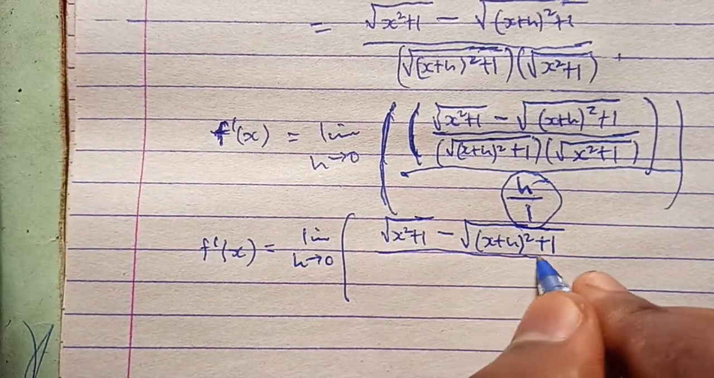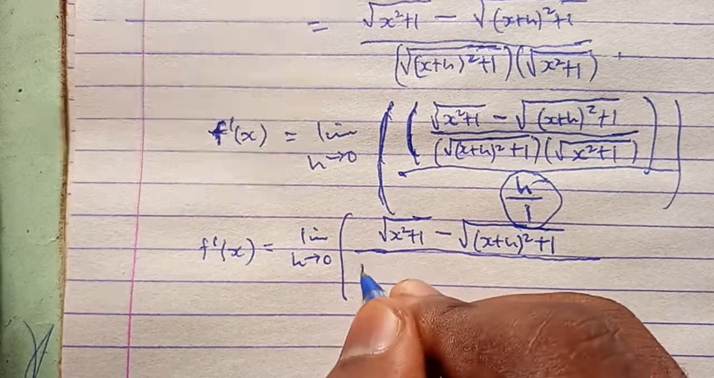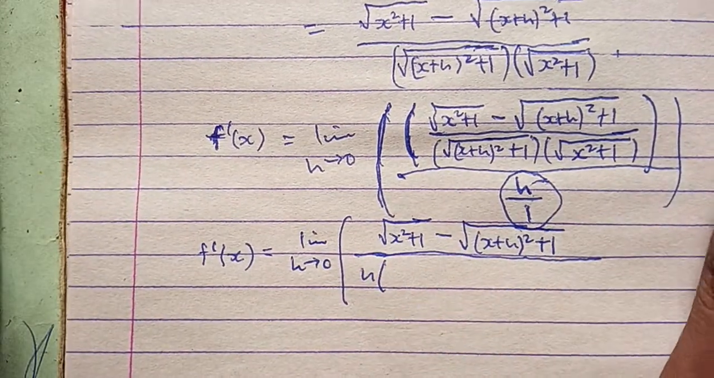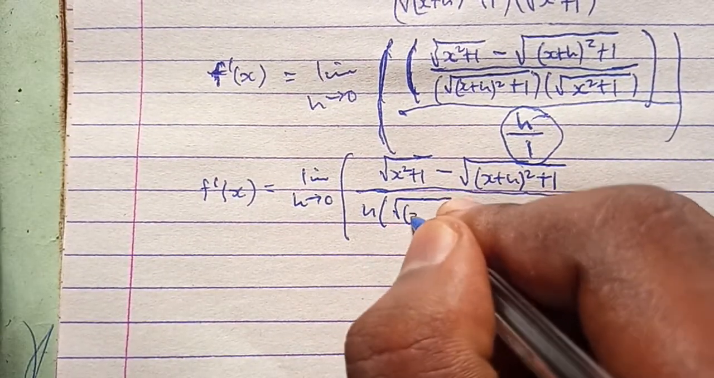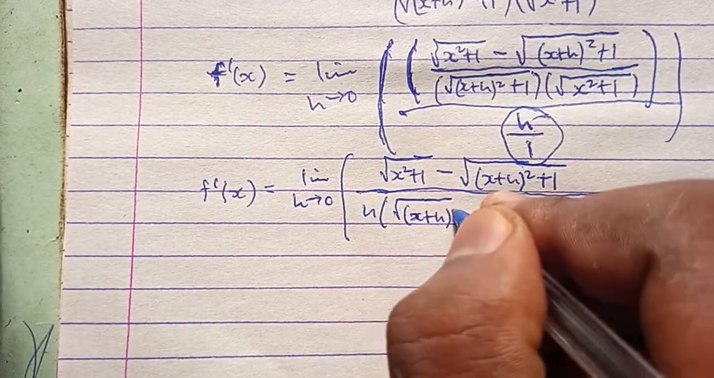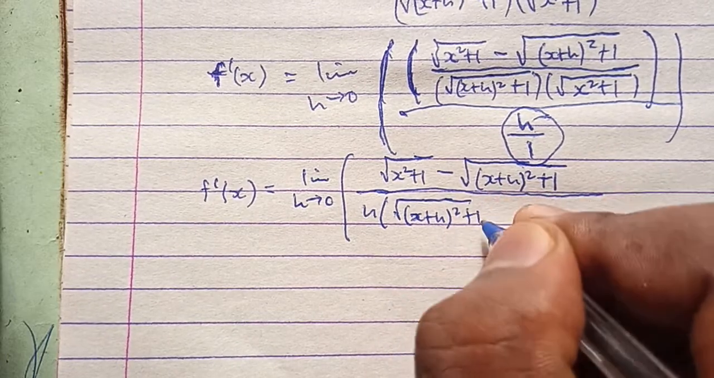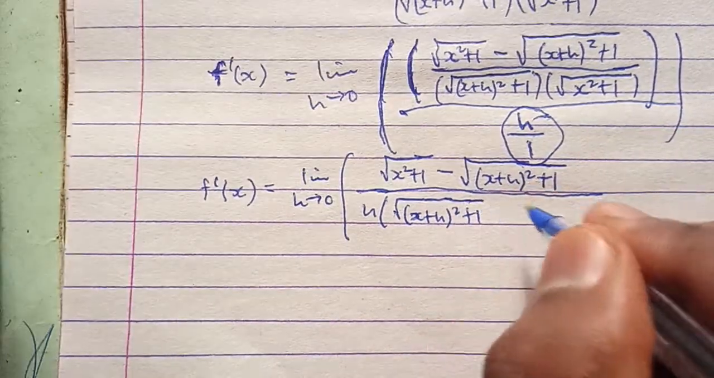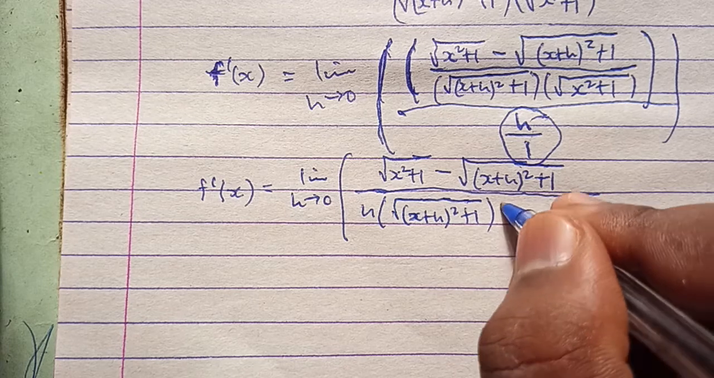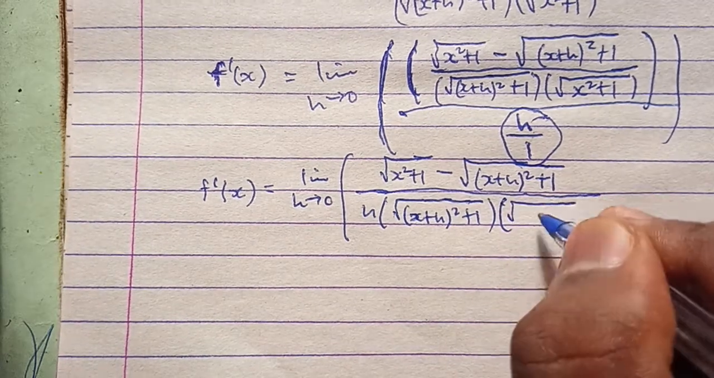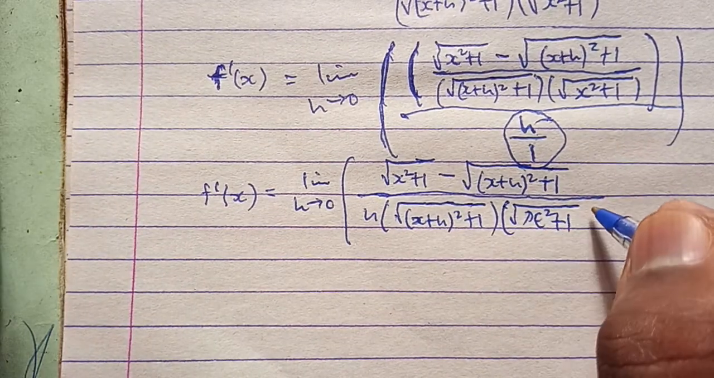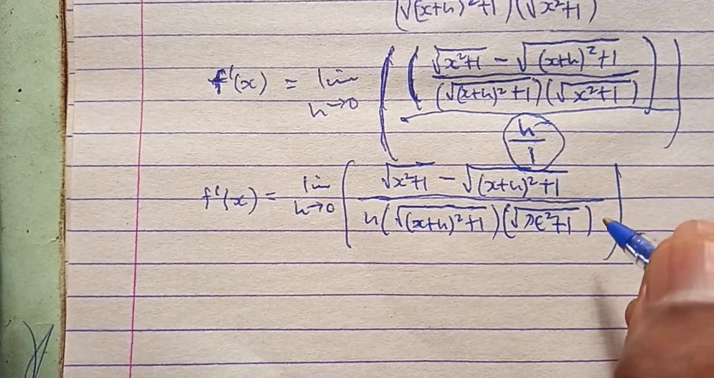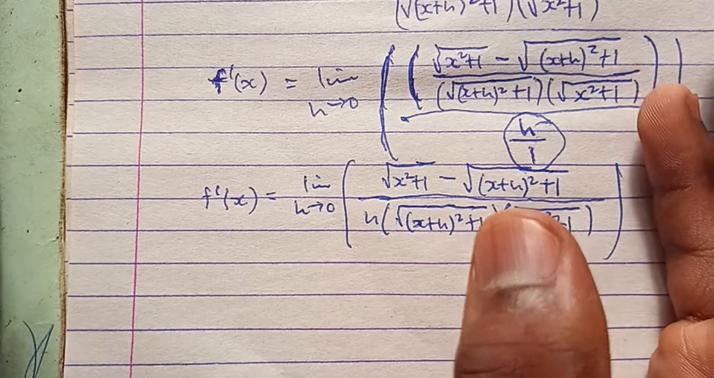Then that will be all over h, multiplying by square root of x plus h, that will be squared plus 1 under the bracket, multiplying by square root of x squared plus 1. So bracket close. That is it, guys. So this is what we will get.